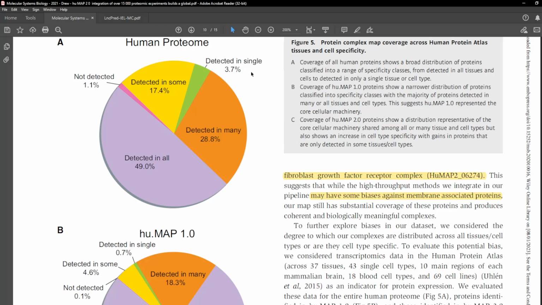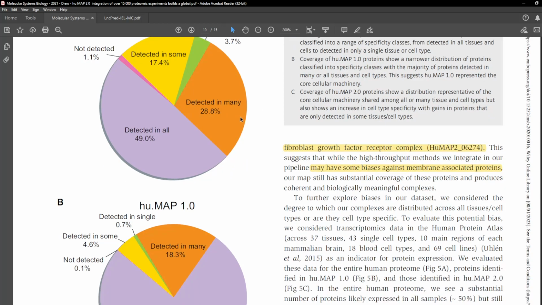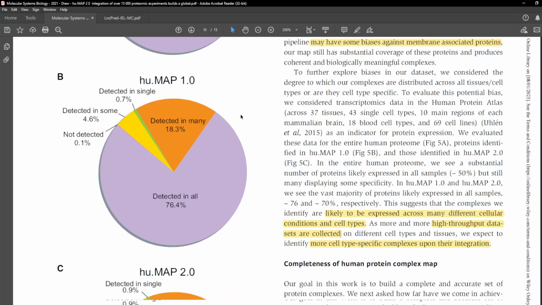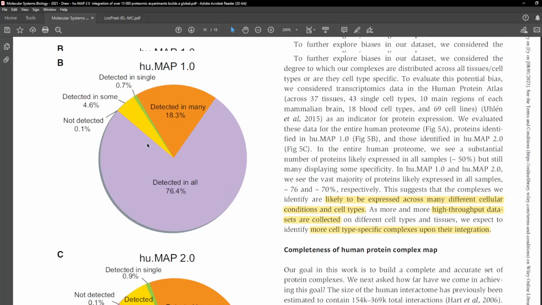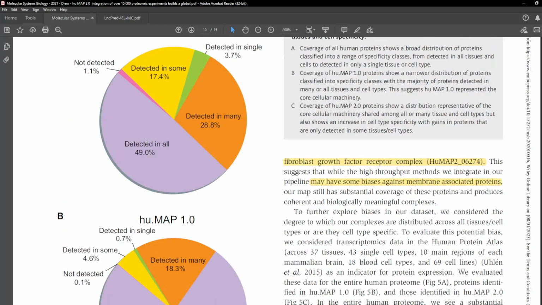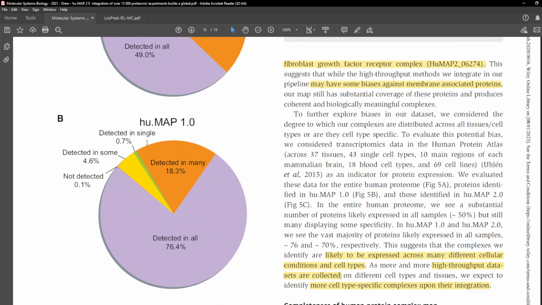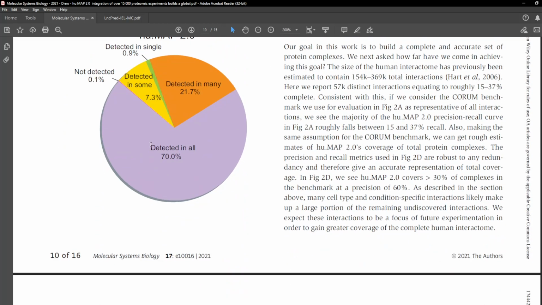Coverage of Hu.MAP 2.0 proteins shows a distribution representative of the core cellular machinery shared among all or many tissue and cell types, but also shows an increase in cell type specificity, with gains in proteins that are only detected in some tissue/cell types. Completeness of human protein complex map. Our goal in this work is to build a complete and accurate set of protein complexes. We next asked, how far have we come in achieving this goal?